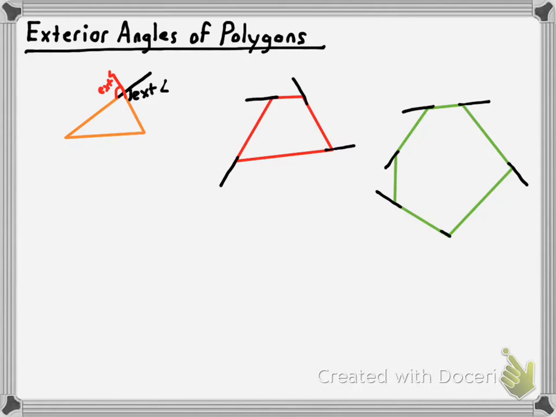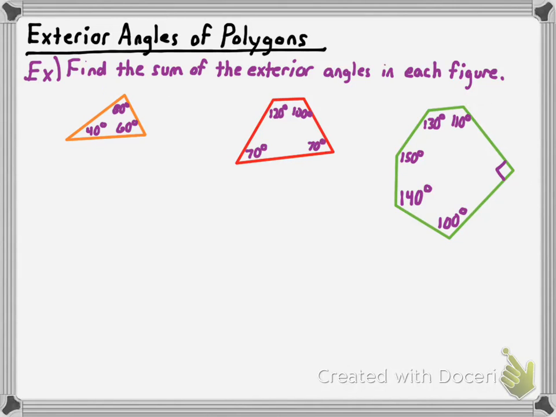Alright, so actually you can draw twice as many exterior angles as a polygon has sides, but if we limit it to one exterior angle at each vertex, you're going to have the same number of exterior angles as you have interior angles and so forth. Alright, well next I want you to learn something about the measures of exterior angles. In this example, I'm asking for us to find the sum of the exterior angles in each figure. And you can see what I did was I just added angle measures to the figures from before.